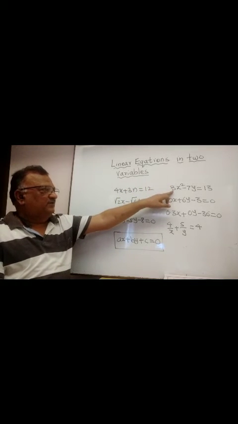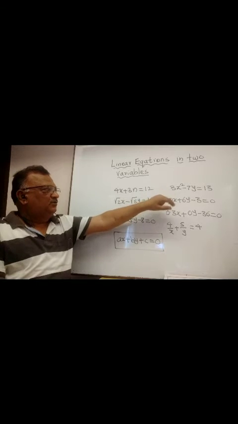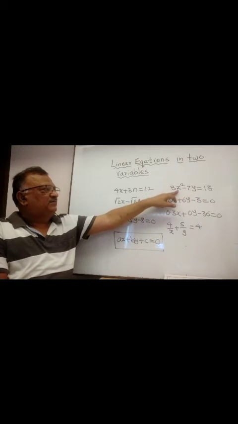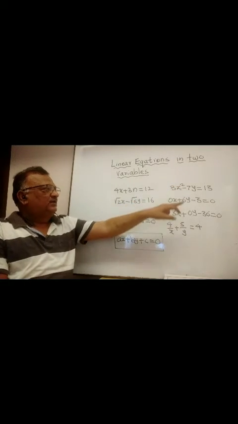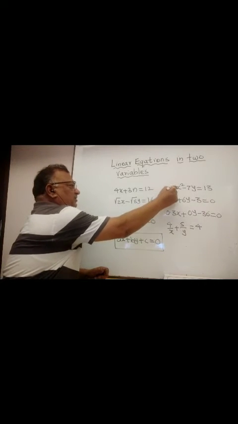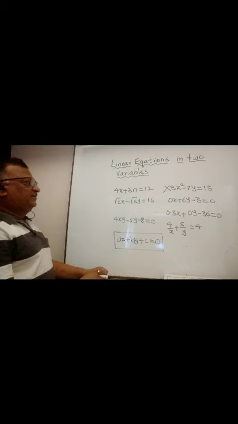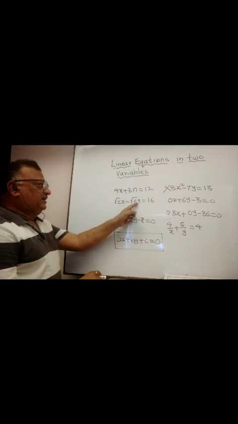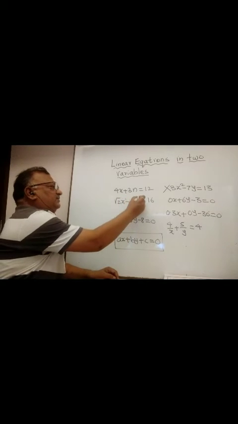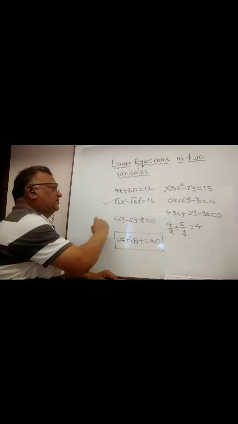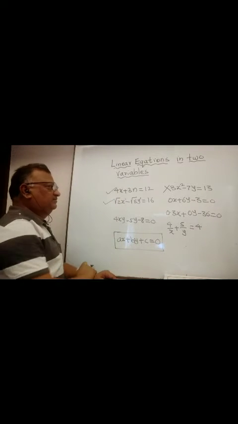See the second example, 3x square minus 7y is equal to 30. Here you can see there are two variables x and y, but the degree of the variable x is 2, and that is why this is not a linear equation in two variables. Look at example number 3. We have two variables x and y. The degree of these two variables is equal to 1 and therefore this is a linear equation in two variables.